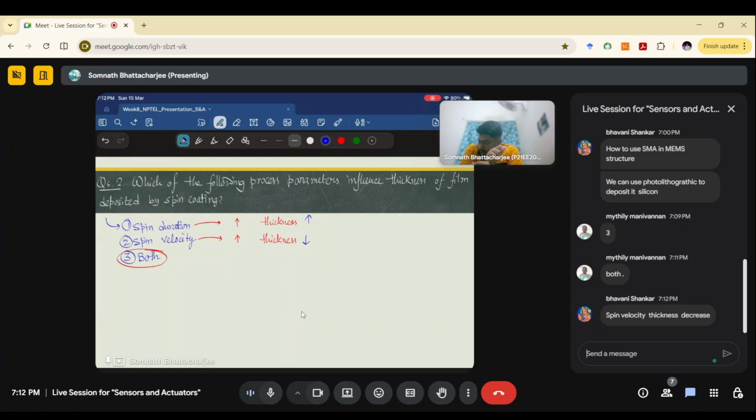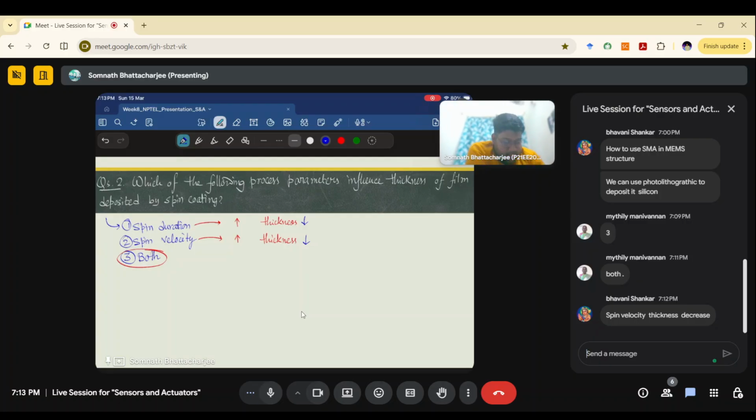In my fifth or sixth lecture, I have discussed the equation as well. But I'm not asking about how much it will decrease or increase, but whether it will decrease or increase, right? So you are saying with spin velocity the thickness will decrease. So it's correct that the thickness will decrease, but with spin duration, it will also decrease as well.